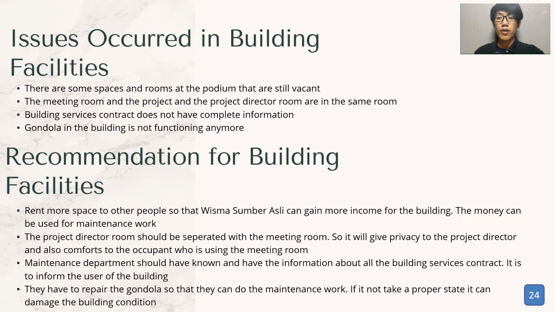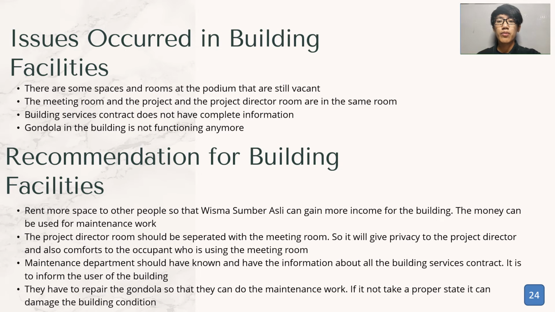For Chapter 4, issues occur in building facilities. The first one is there are some spaces and rooms at the podium that are still vacant. Next, the meeting room and the project director room are in the same room. Building services contract does not have complete information. And lastly, the gondola in the building is not functioning anymore.